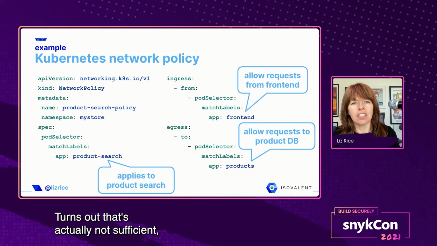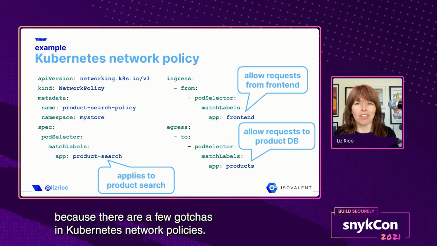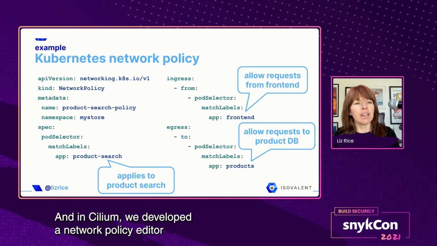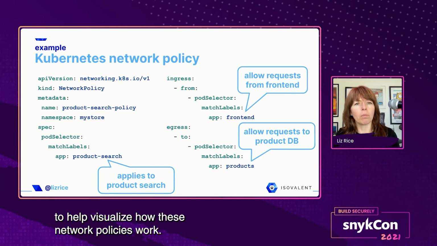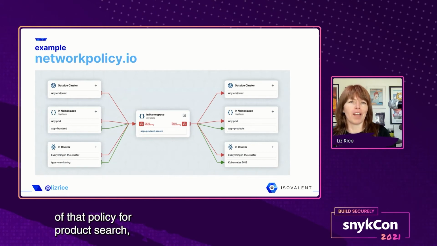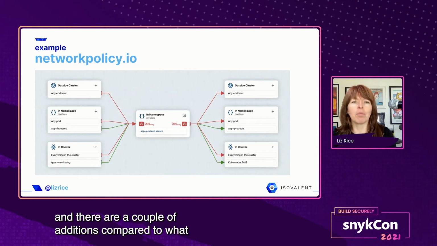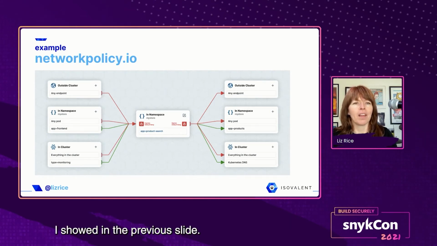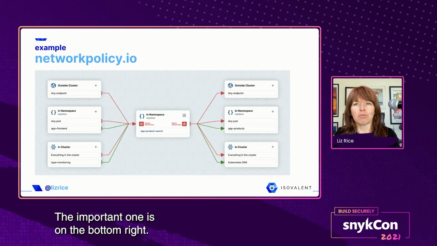Turns out that's actually not sufficient because there are a few gotchas in Kubernetes network policies. In Cilium, we developed a network policy editor to help visualize how these network policies work. So this is the visualization of a functional version of that policy for product search. And there are a couple of additions compared to what I showed in the previous slide. The important one is on the bottom right.